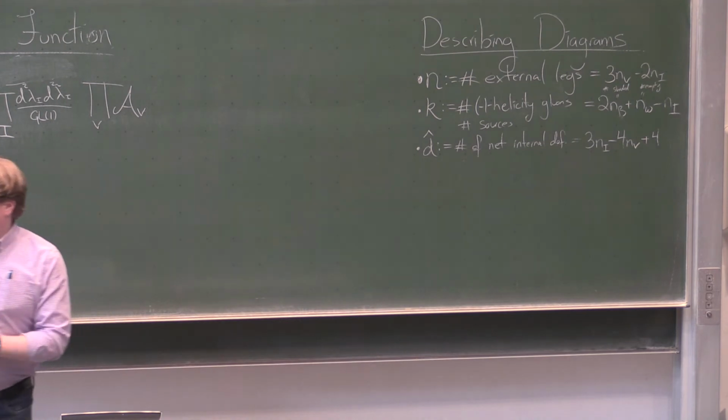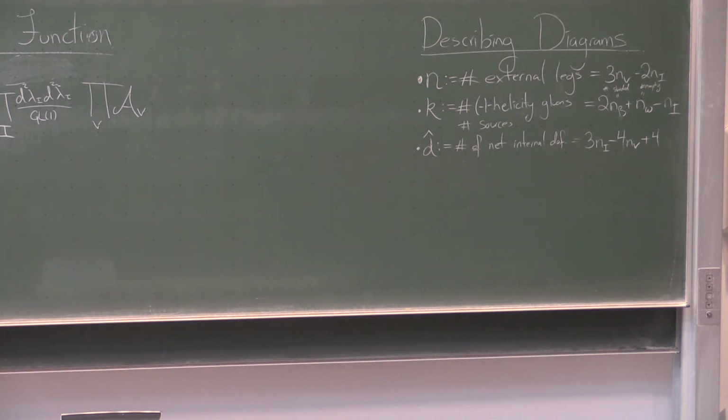Okay, so for example, let's just look at these graphs on the board here. So what is n for n? These are all 4 particle things. So n is 4 for all these pictures. K, can somebody tell me what k is for this? Number of sources. 2. Here, 2. Here, 0. K equals 0 for this one.